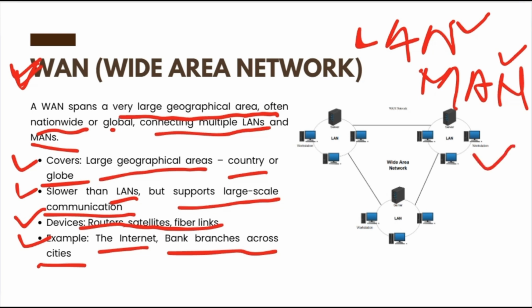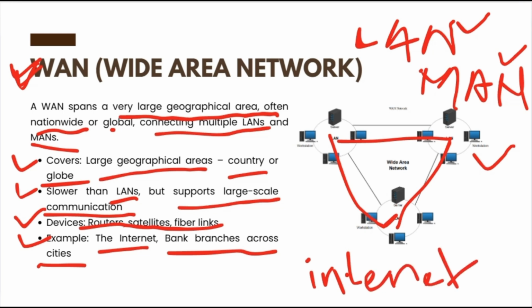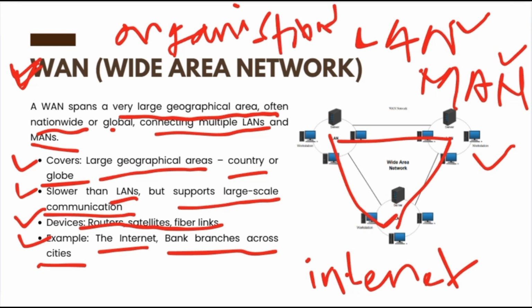So as you can see in this image, multiple LANs are connected, and then it will make a wide area network. And the internet itself is the best example of a WAN. Because it's large scale, it is owned and maintained by multiple organizations and ISPs. So yeah, this is how a WAN works, connecting multiple LANs and MANs within it.